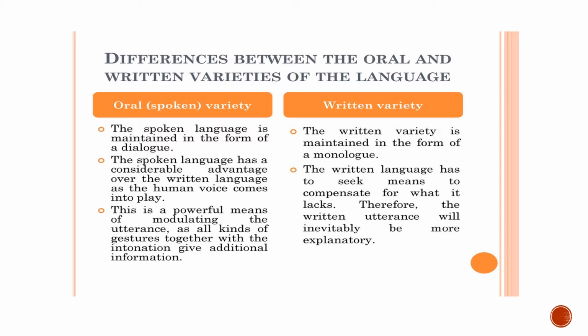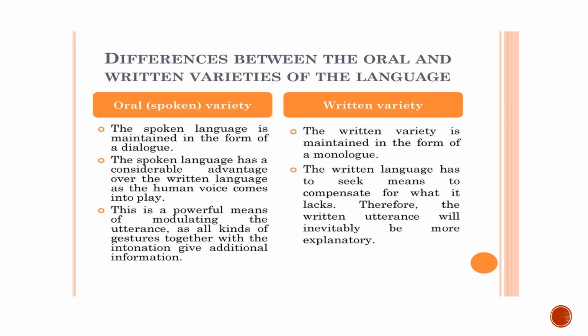Oral or spoken text variety. The spoken language is maintained in the form of a dialogue. The spoken language has considerable advantage over the written language as the human voice comes into play. This is also a powerful means of modulating the utterance as all kinds of gestures together with the intonation give additional information. While written text variety, the written variety is maintained in the form of a monologue.